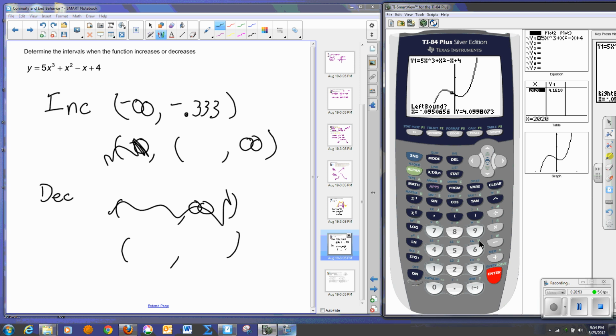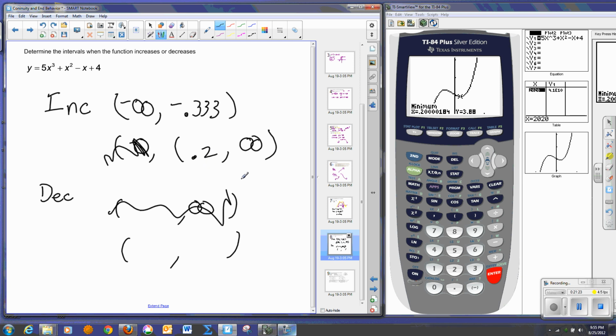Hit enter, and then it's going to say find the right bound. So I need to go to the right of my lowest point that I'm looking for, which I've done. Hit enter. There's that dumb guess again, and I'm going to hit enter a third time, and it's going to calculate an X value of my low point, where it stops decreasing and starts increasing again. So this increases from positive 0.2 to infinity.